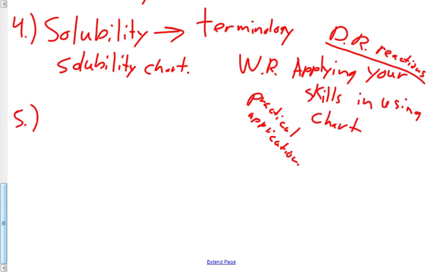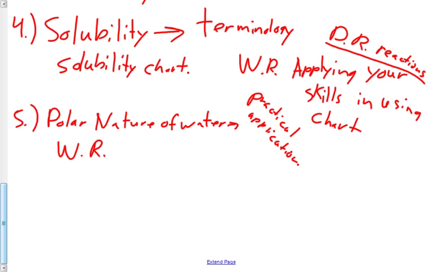Okay. In that same lesson, but we'll treat it separately, we talked about the polar nature of water. Okay. And I'm going to ask about that. I mean, partially there'll be some recall stuff. What does polar mean? Things like that. But there's also going to be some, again, explain yourself. Apply your knowledge of what does it mean to be a polar molecule. What is a polar molecule? All right. This is a written response item. Okay, about the polar nature of water.